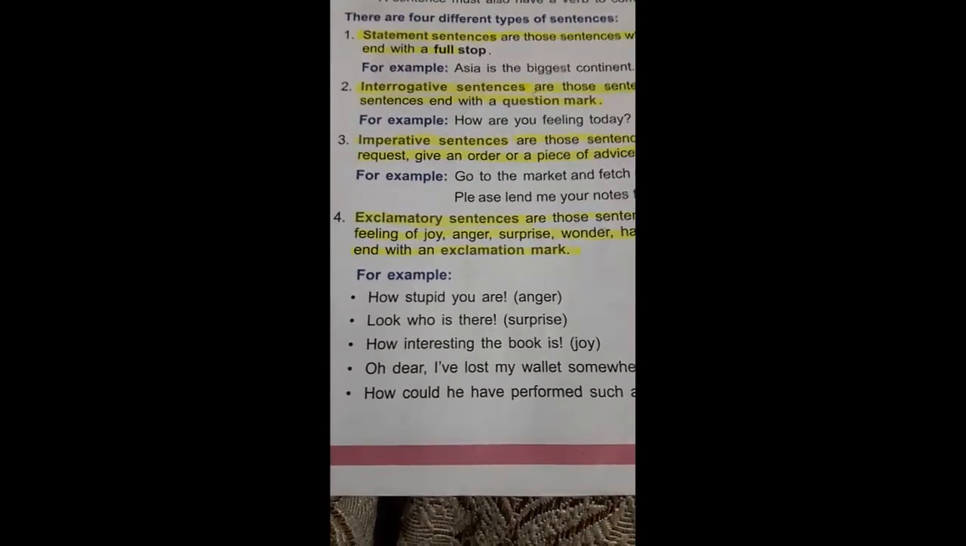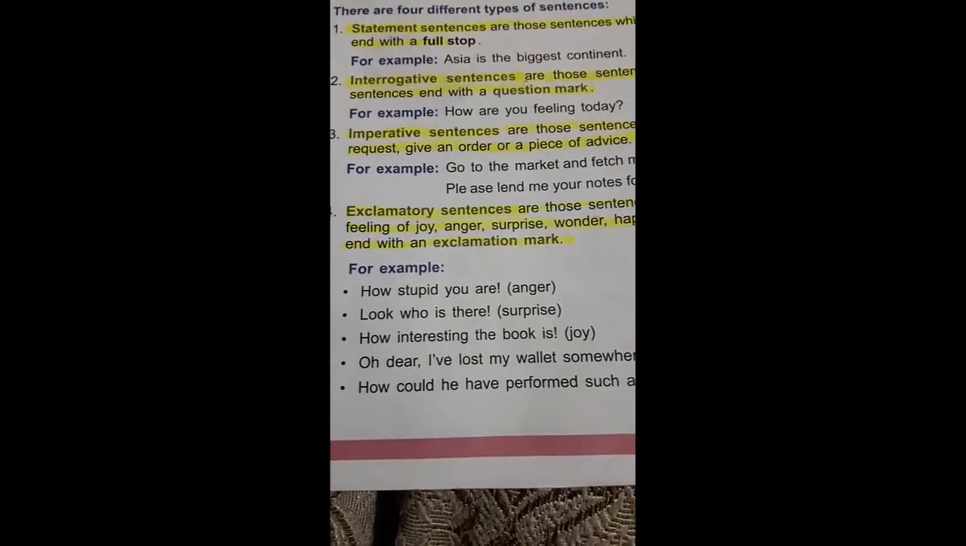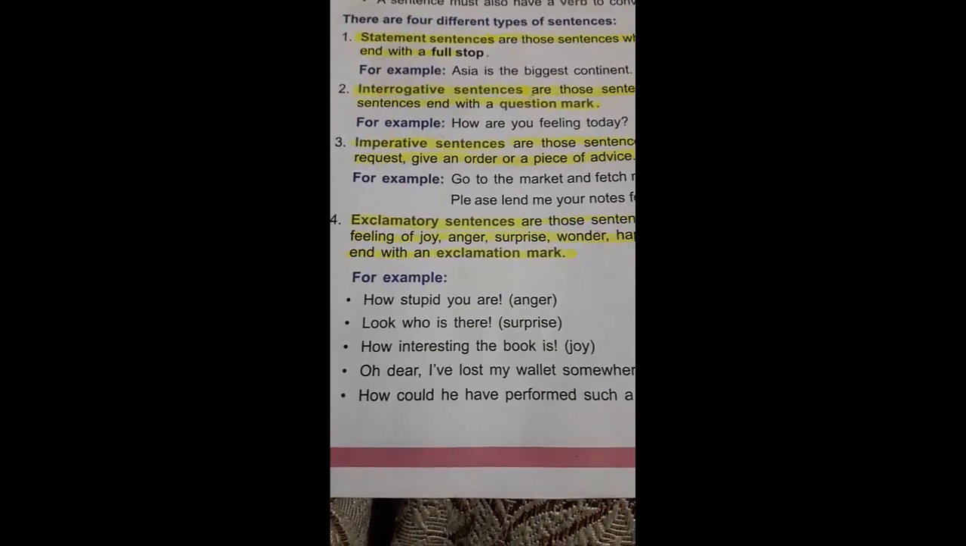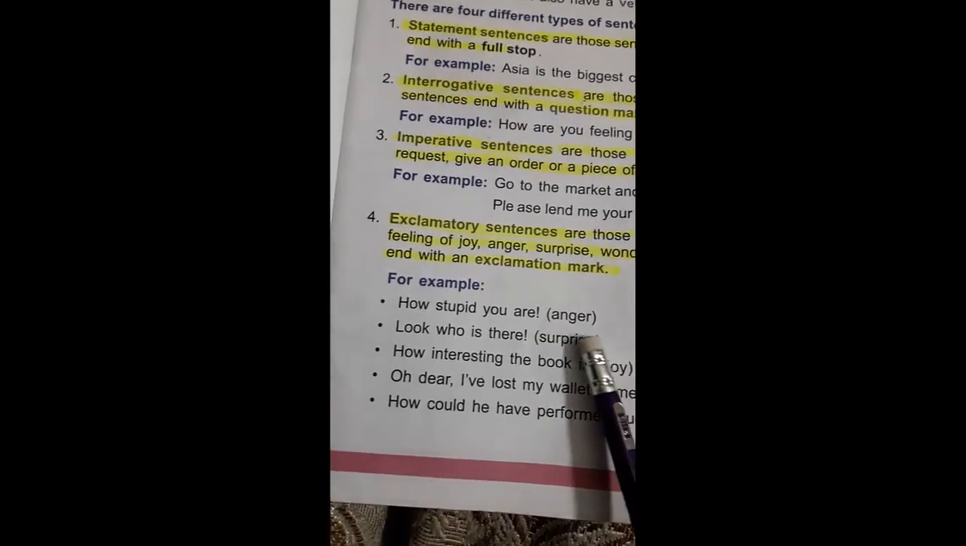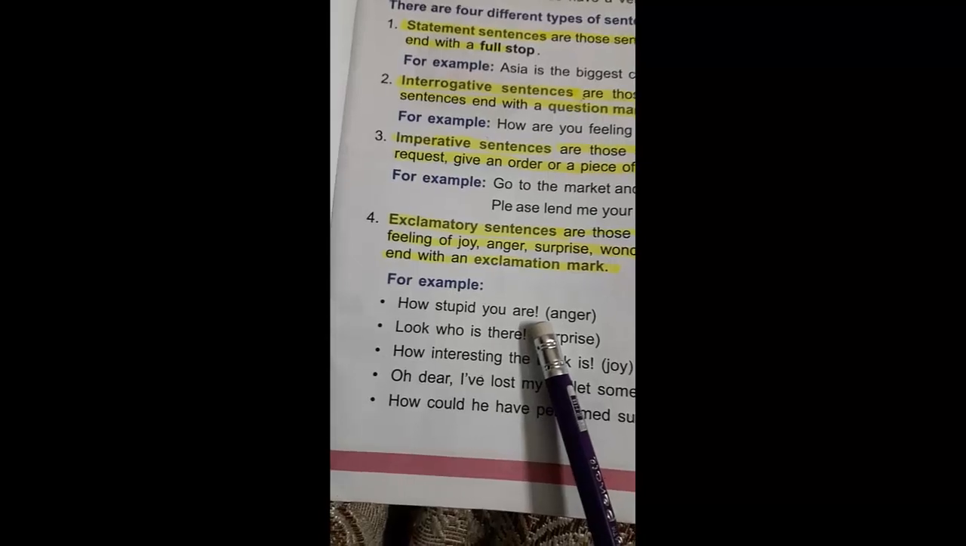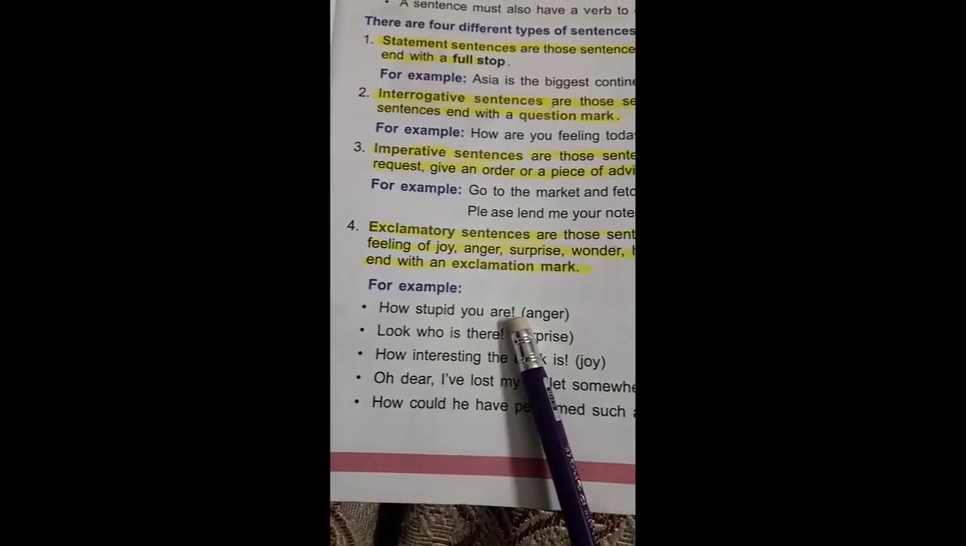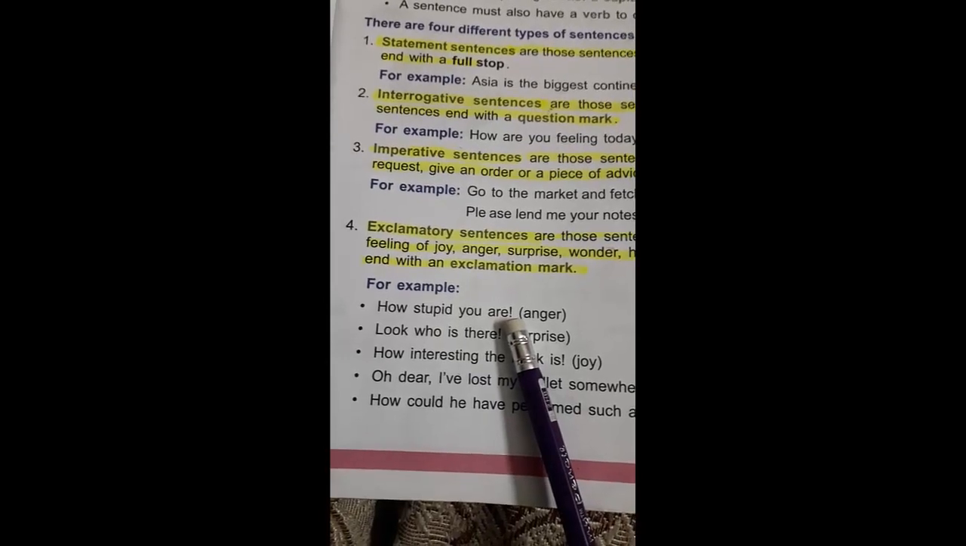Well, in these statements, for example, you can see "How stupid you are!" At the end of the sentence, you can see a kind of mark. It is an exclamation mark here, this one. This kind of mark is called an exclamation mark. You have to put it at the end of each exclamation.